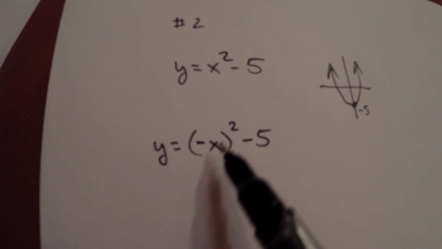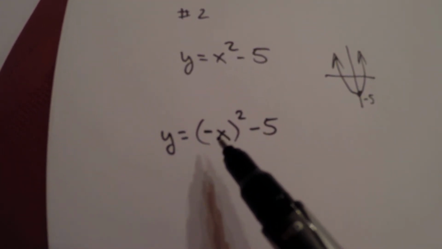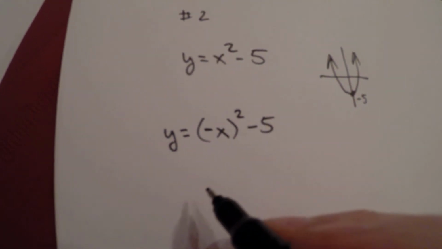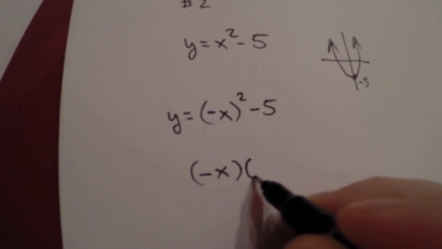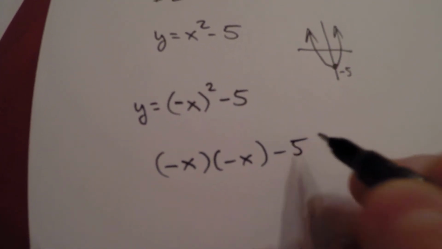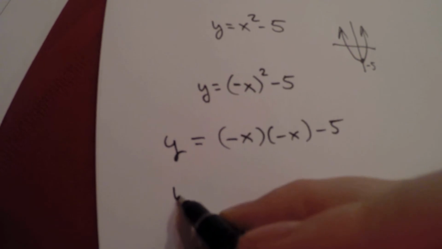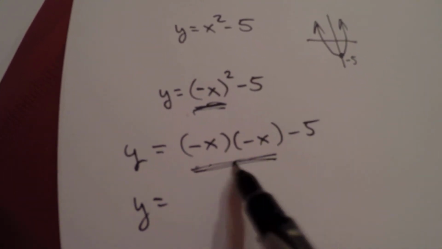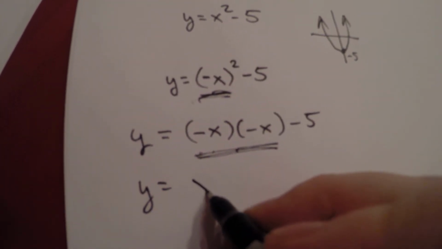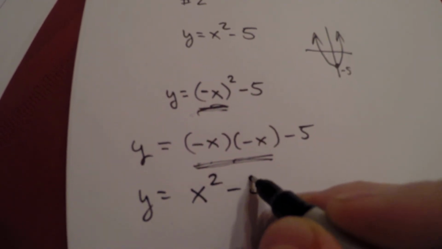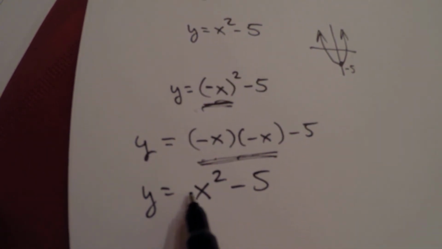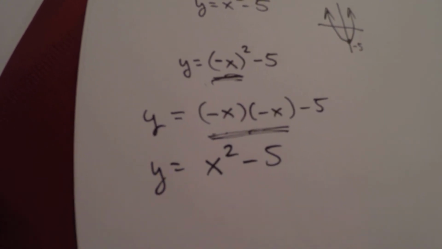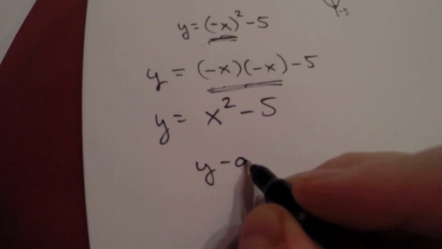Well, what happens when you square a negative? A negative times a negative is a positive, and x times x is x squared. I would never ask that you write this completely out like this, you wouldn't have to, but just to show you the clarity, this part here becomes this. So it gives me x squared minus 5. Negative times negative is a positive, x times x is x squared. And so this function does have symmetry with the y-axis.